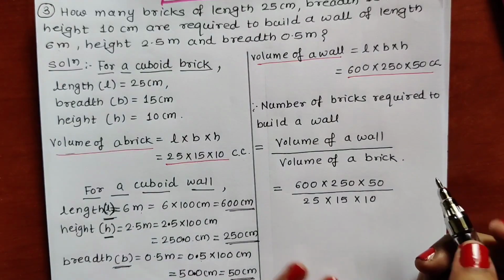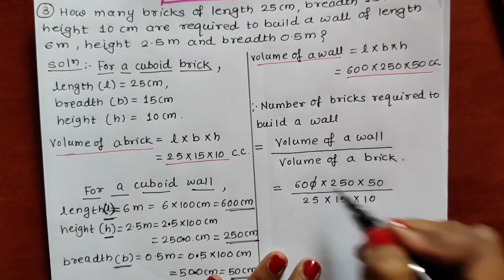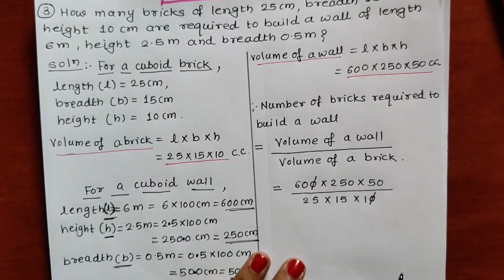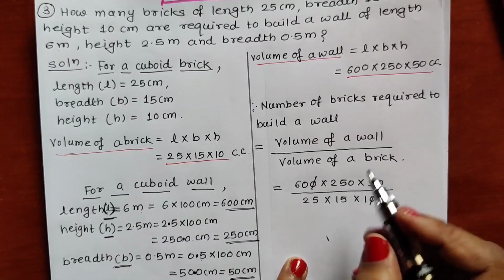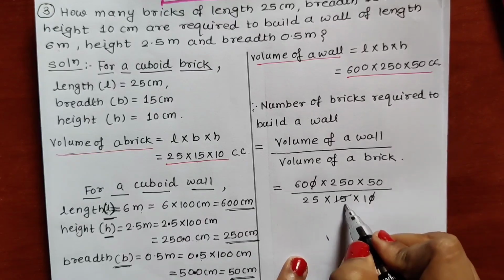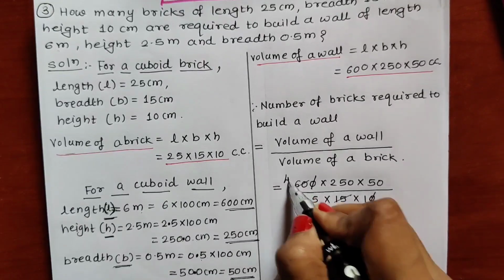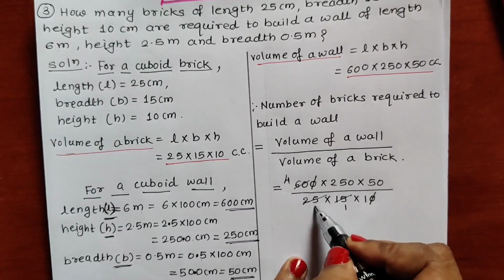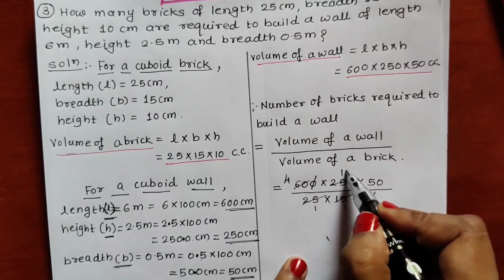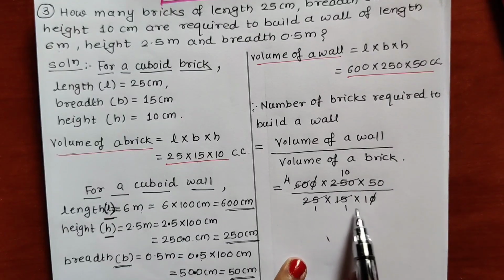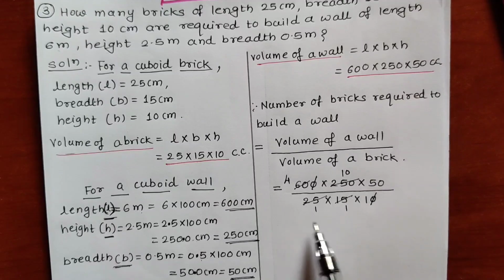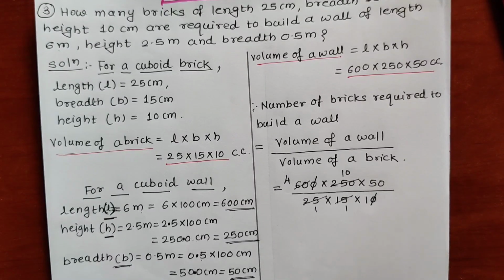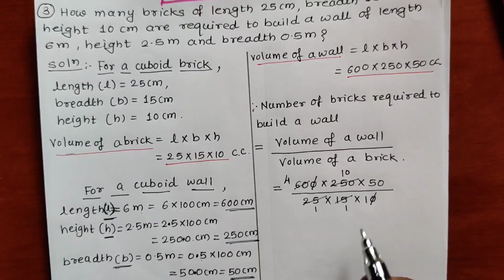Now we can cancel this 10 with this 10. Now cancel this 60 by 15. 15 ones are 15, 15 fours are 60. 25 ones are 25, 25 tens are 250. Now see, all the numbers from the denominator are cancelled. Nothing is remaining, 1 1 1 is remaining. So if 1 is there in the denominator, we don't write.